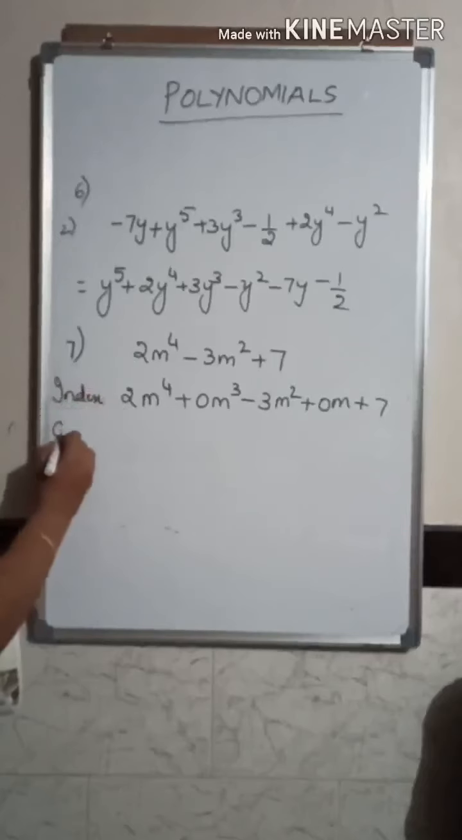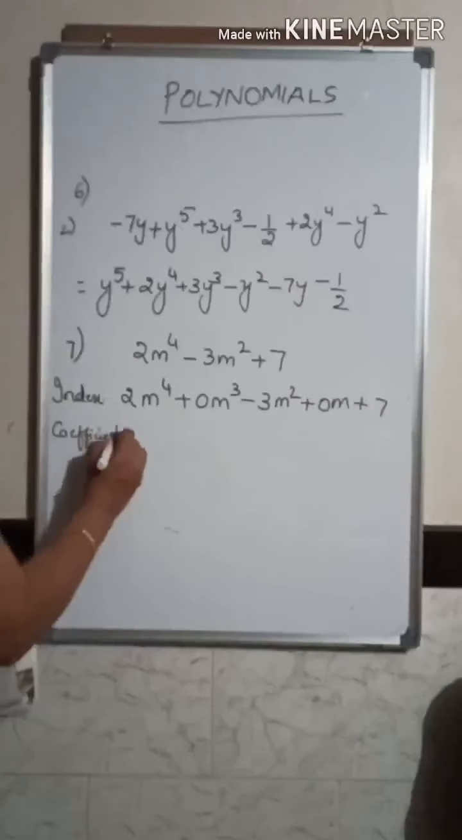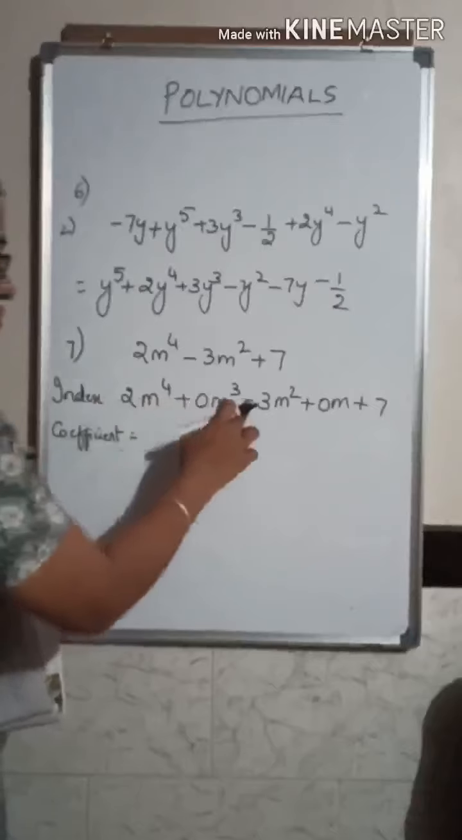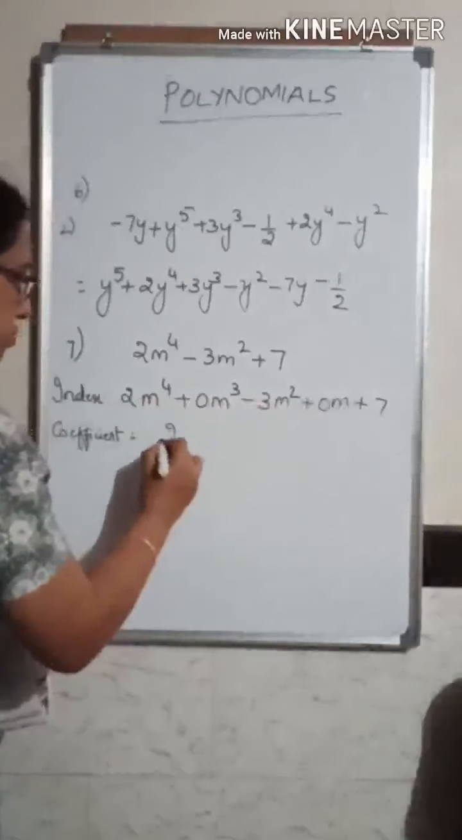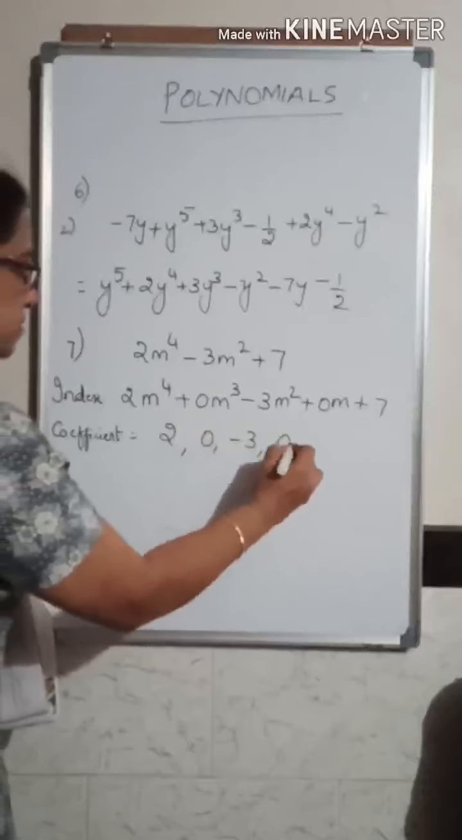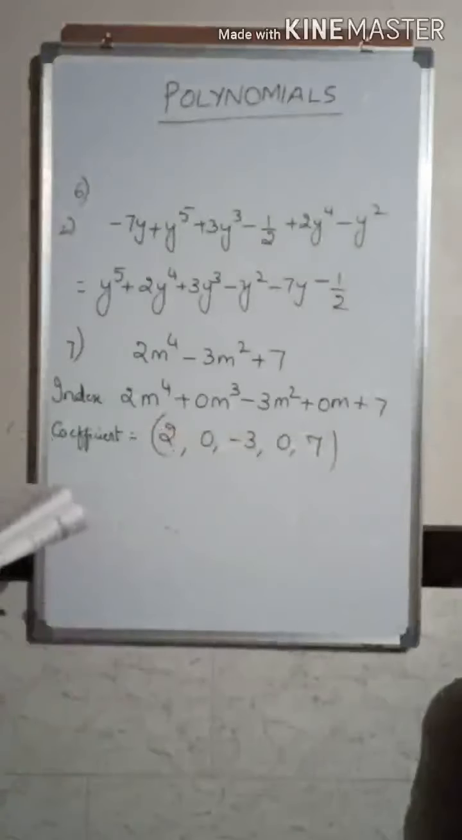Now you have to write it in the coefficient form. To write it in the coefficient form, choose all the coefficients from this one. So 2, put a comma, 0, minus 3, 0 and 7. So this is how you write it in the coefficient form.